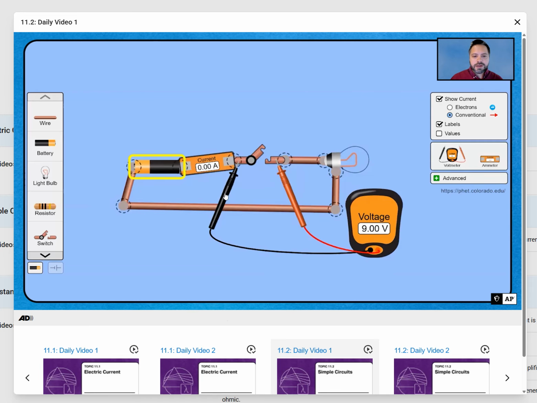All right, and I'm going to go ahead and close the switch. And what I want you to do now is predict what the current should read and what the voltage should read. Do you think the current's going to be 0 or non-zero? Do you think the voltage is going to be 0 or non-zero? So I'm going to let you think about that. You can go ahead and pause the video if you need more time.